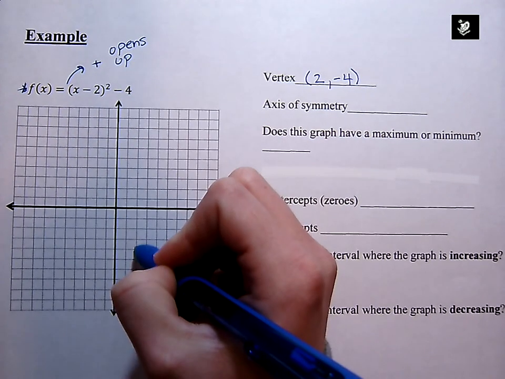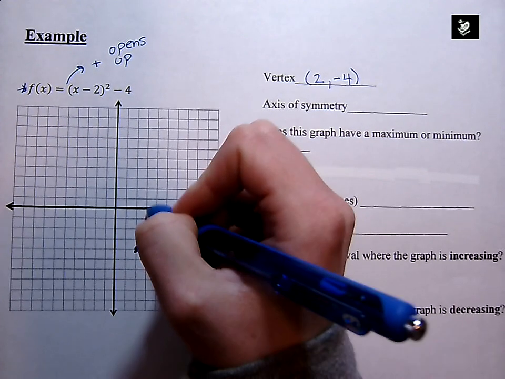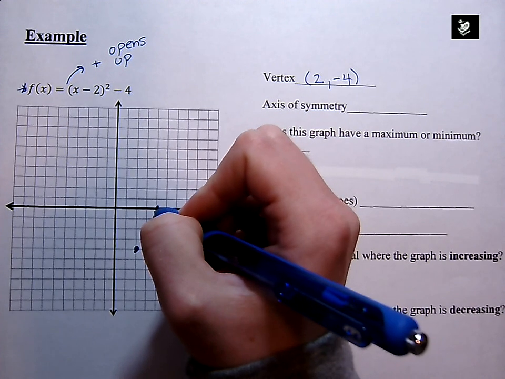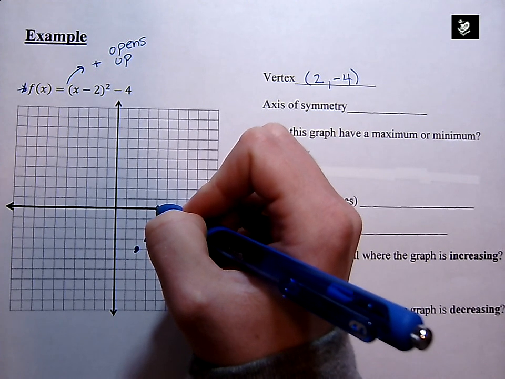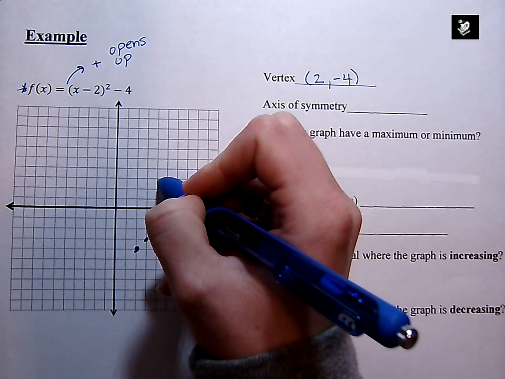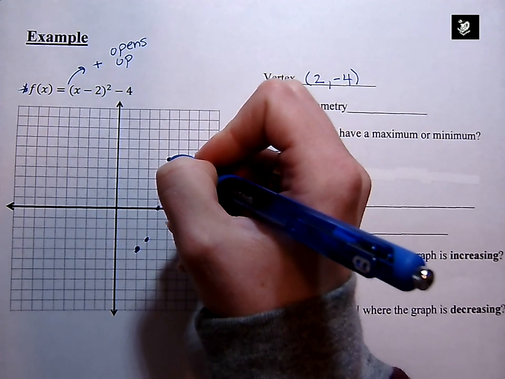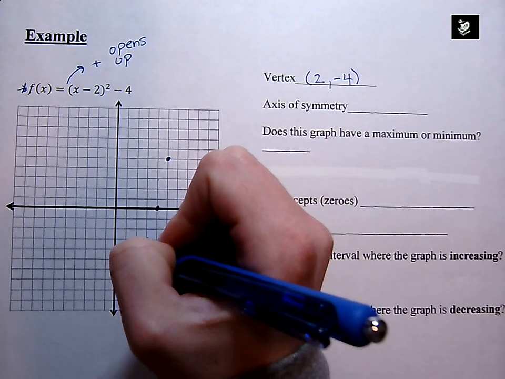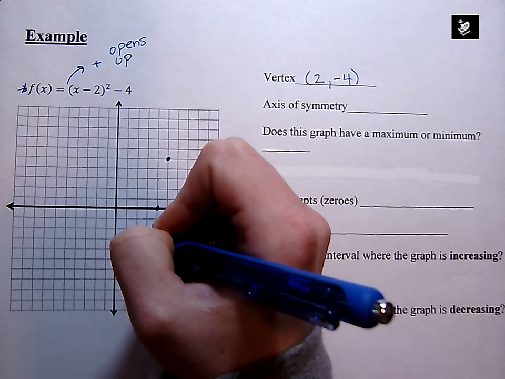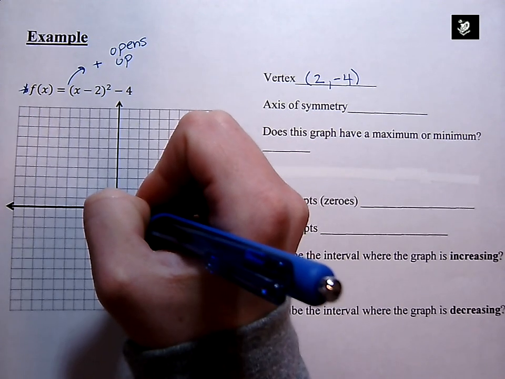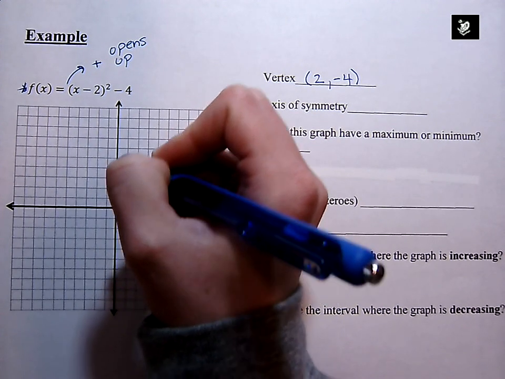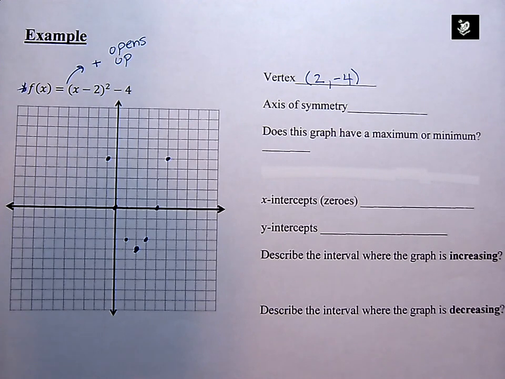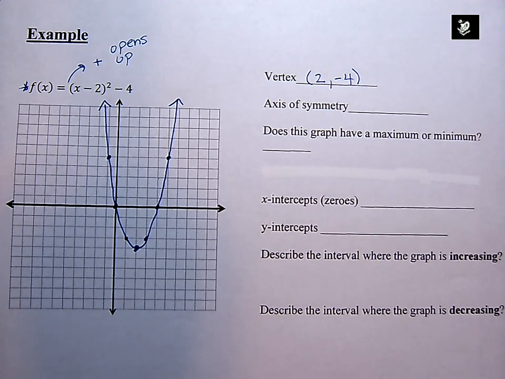So up 1, right 1, up 3, right 1. And if you really want to continue the pattern, after that it goes up 1, 2, 3, 4, 5 over 1. So again, up 1 over 1, up 3 over 1, up 1, 2, 3, 4, 5 over 1. So there's my parabola. For the axis of symmetry, I know that the axis of symmetry goes through the vertex.